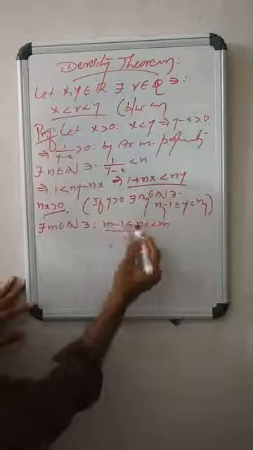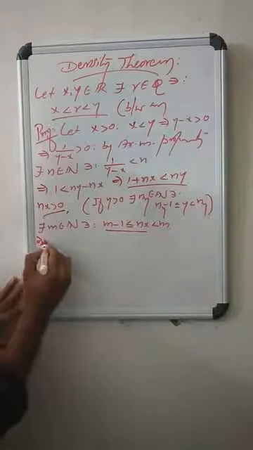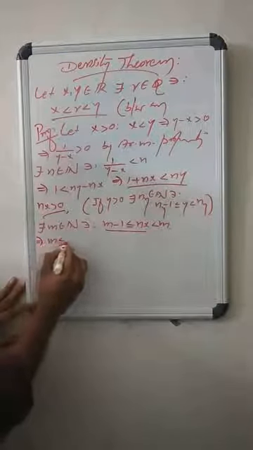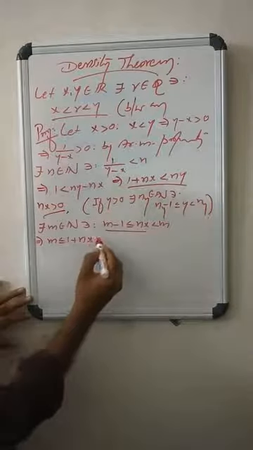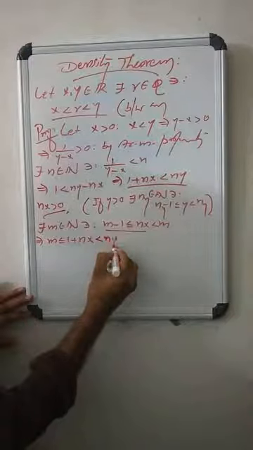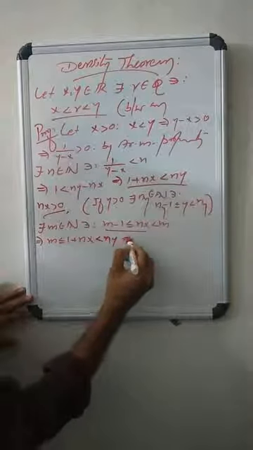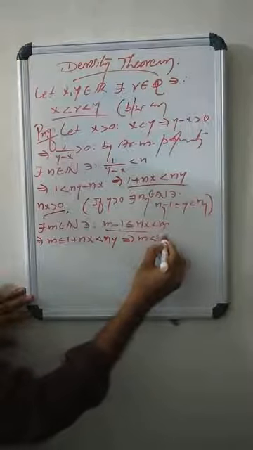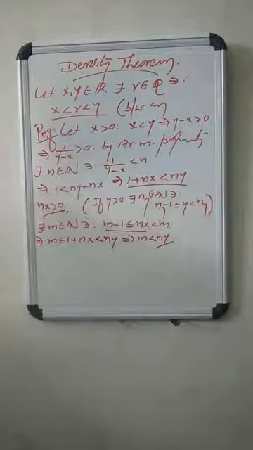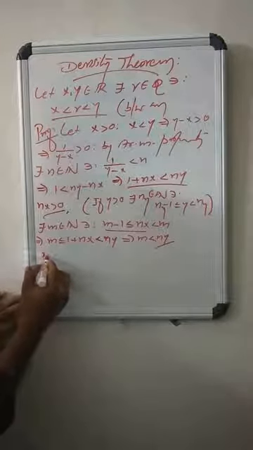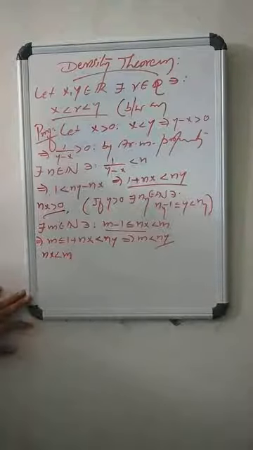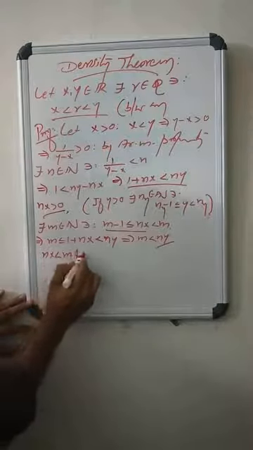So consider the left side inequality. M minus 1 less than or equal to nx means m is less than or equal to 1 plus nx. But 1 plus nx is less than ny. So what do you get? M is strictly less than ny. Now consider the right side inequality: nx is less than m, and m is less than ny.